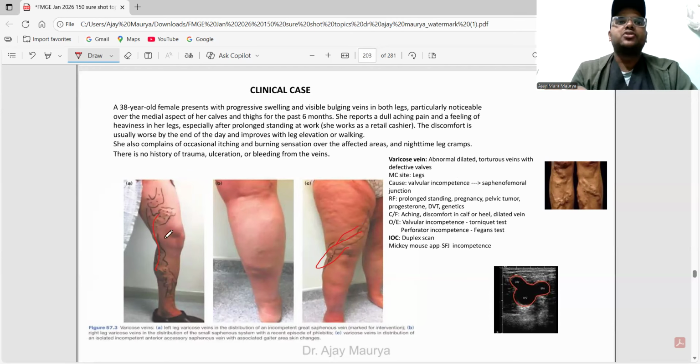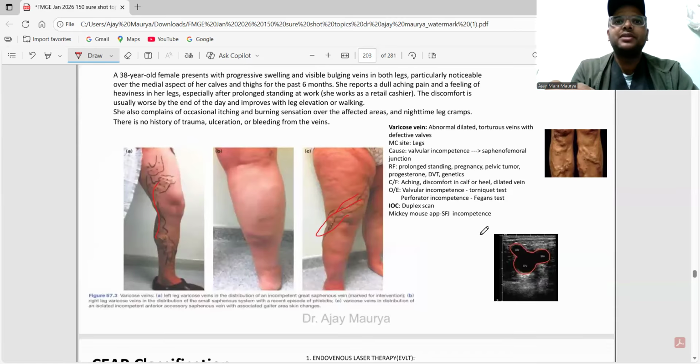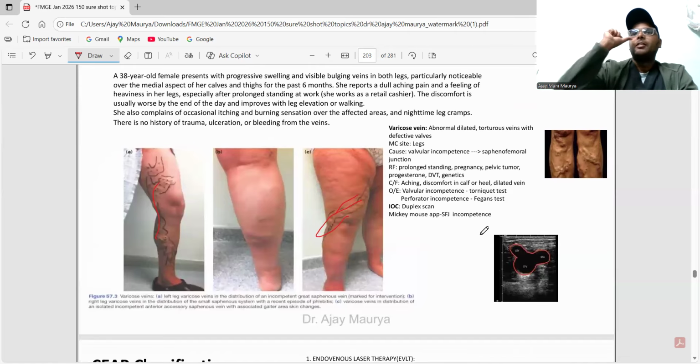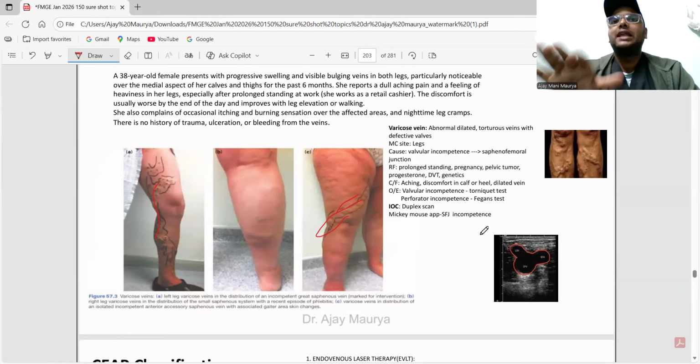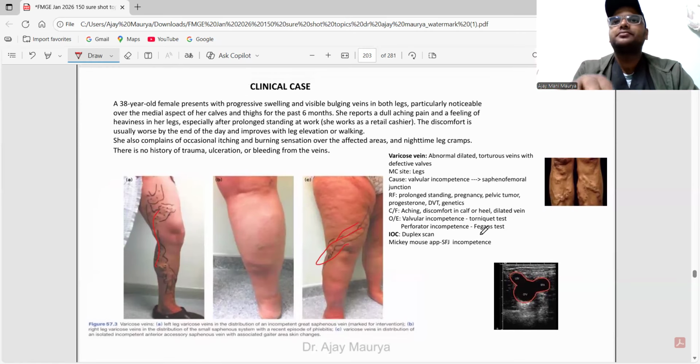Now here, at the lateral side we have the great saphenous vein. On the anterior side we have the anterior accessory saphenous vein. This is what they are going to ask in the examination. The image may not be clear here, but please try to Google the image. You have to know the labeling.